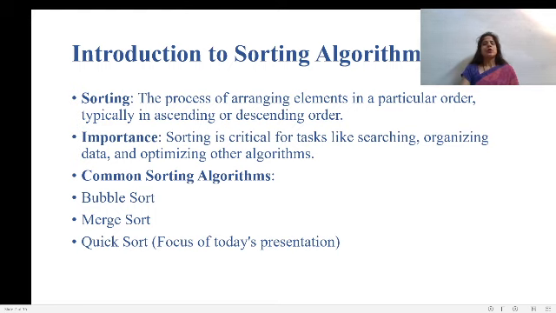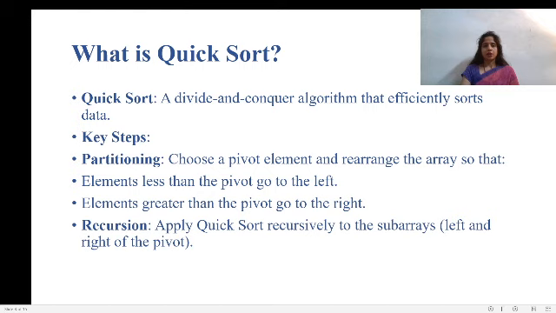Now, sorting algorithms. There are many sorting algorithms like bubble sort, merge sort, quick sort, etc. Our topic is, what is quick sort? Quick sort is basically a divide and conquer algorithm that efficiently sorts the data either in ascending order or in descending order.